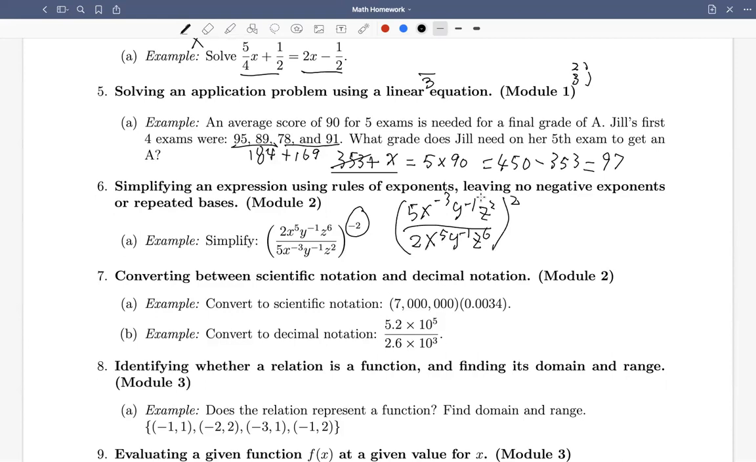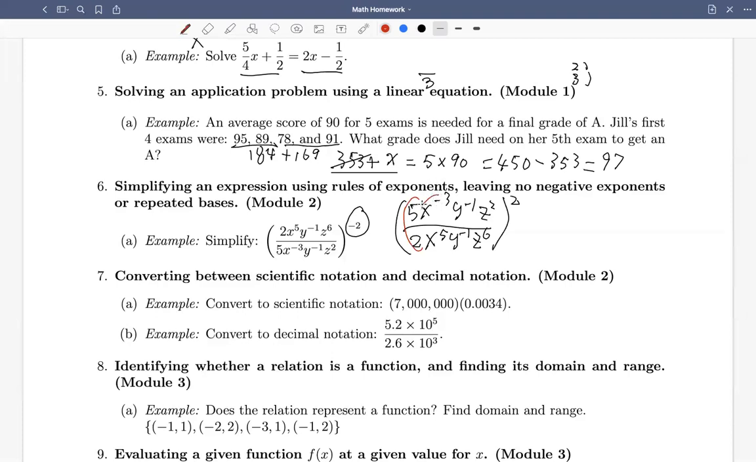Now maybe I want to simplify the inside. Let me change my color. Let me change this to red if I could. Oh, yes. So the numbers, we cannot do anything because we have 5 over 2. They don't have common factors, right?